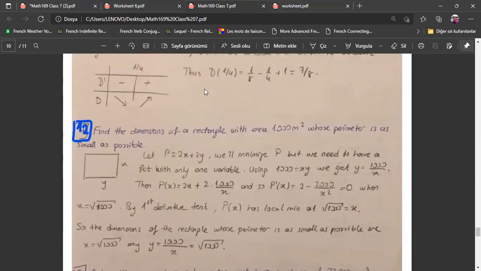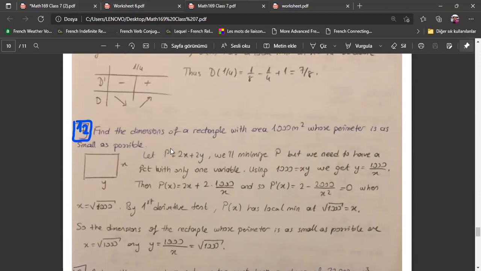Now we will find the dimensions of a rectangle whose area is this, so that its perimeter is as small as possible. Okay, so we want its perimeter to be small, and we want its area to be this value. So first write its perimeter. If we call this dimension x and this one y, its perimeter is 2x plus 2y.